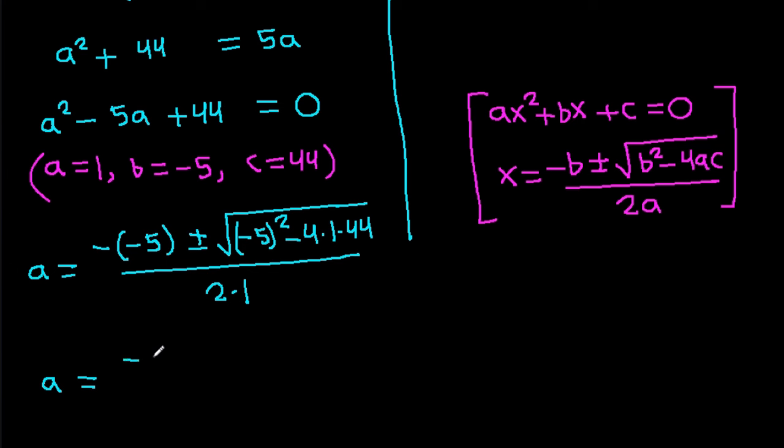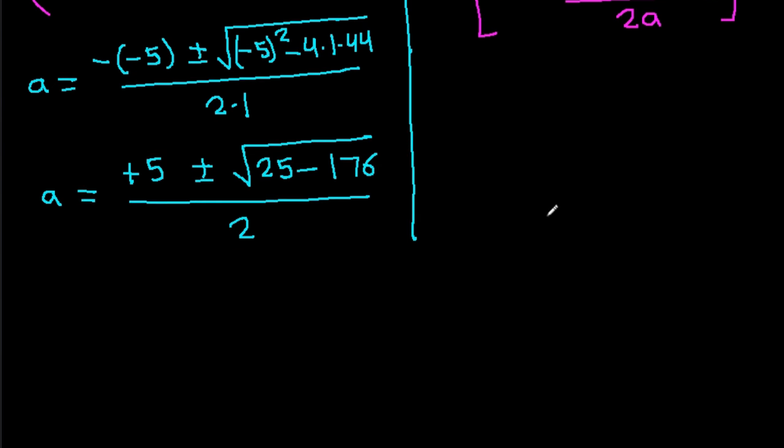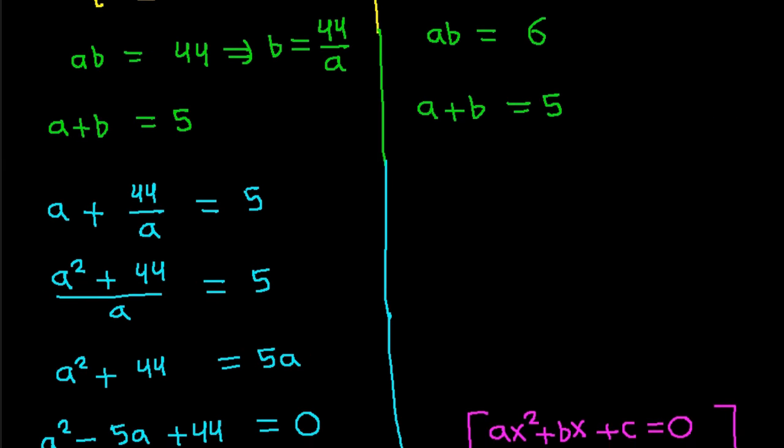And a is equal to 5 plus minus root under 25 minus 176 over 2. And now we know that this is not real, so this value of a is not real. And we have x is a power 4, so if a is not real, then x will also be not real.